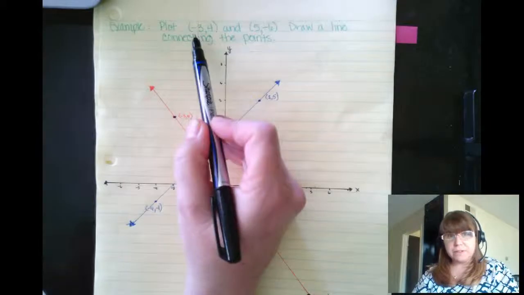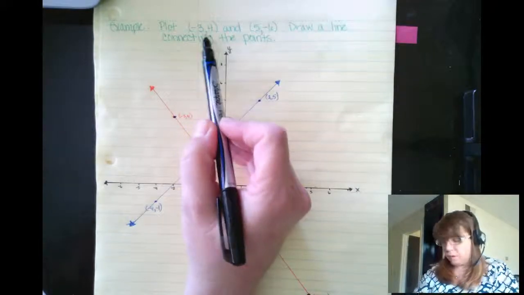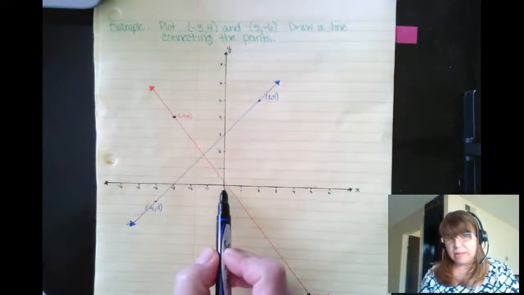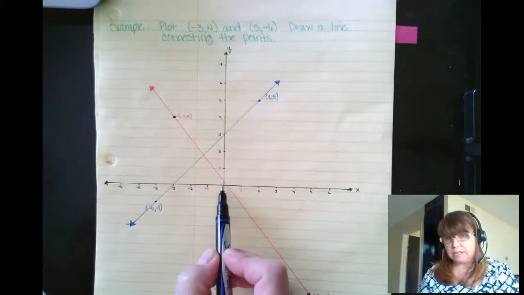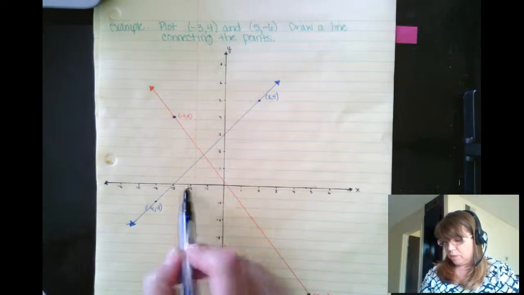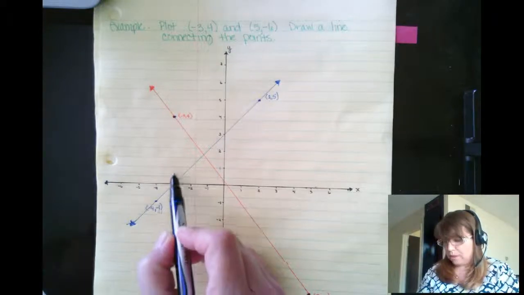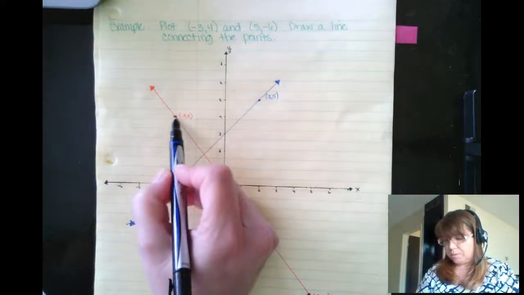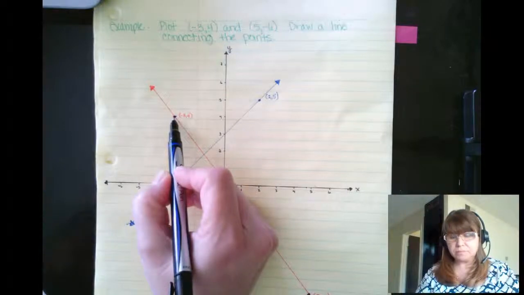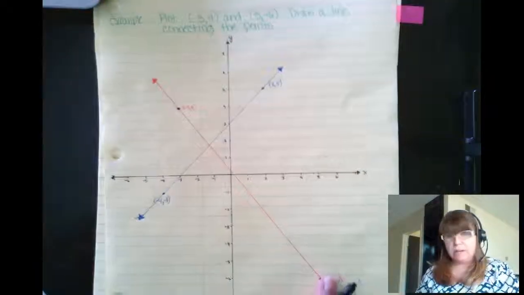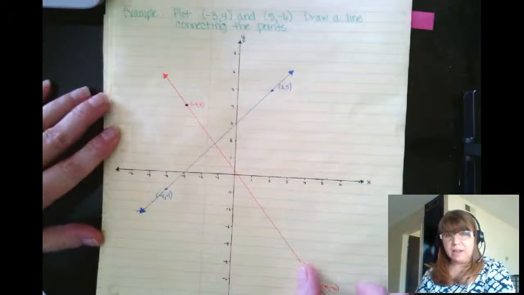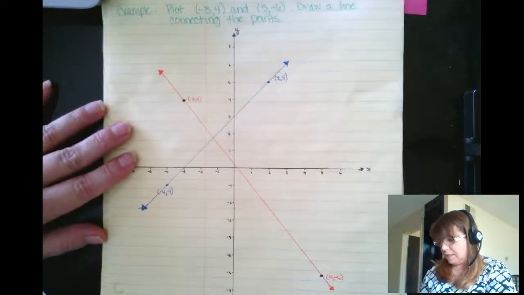So let's take the first point, which is -3, 4. Starting at 0, it is -3 in x, so I go to the left 3, 1, 2, 3, and then I move up +4 for the y direction, 1, 2, 3, 4, and place my point. Okay. Now for my second point, it's 5, -6.